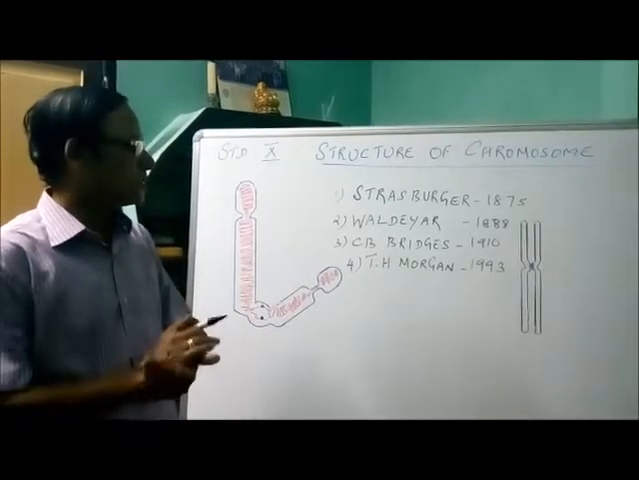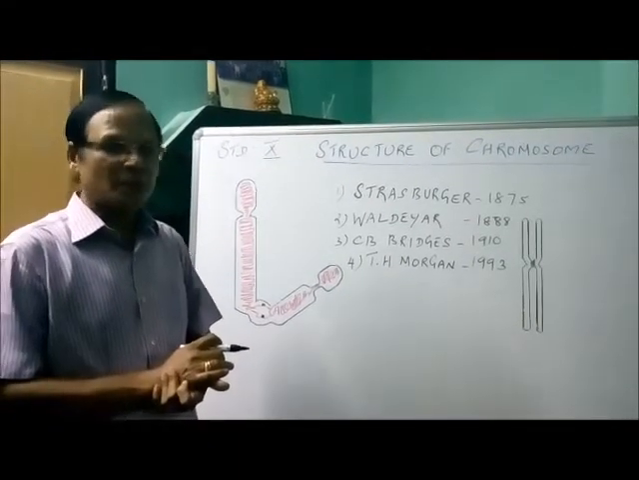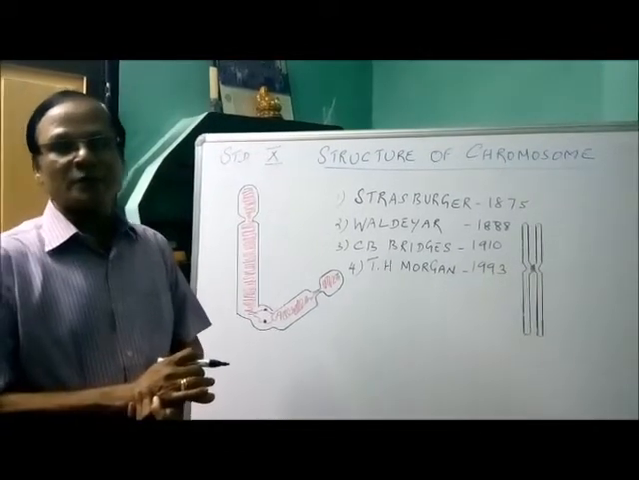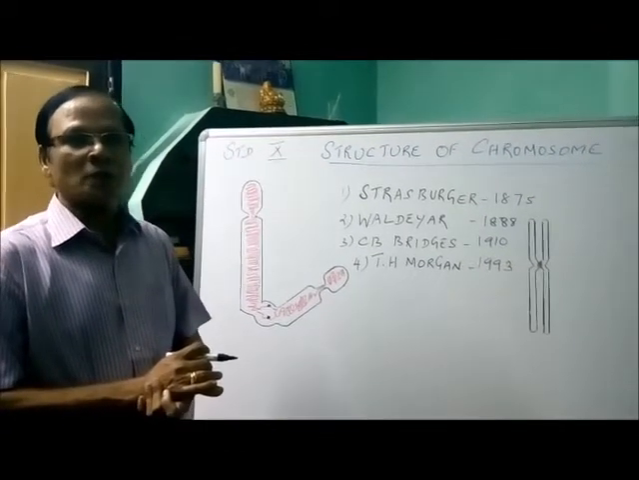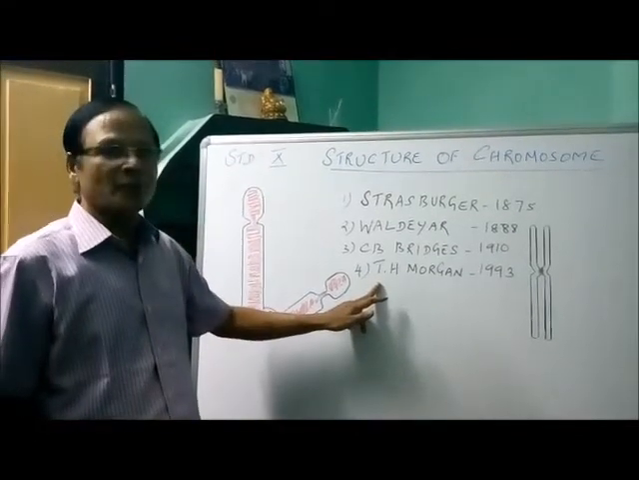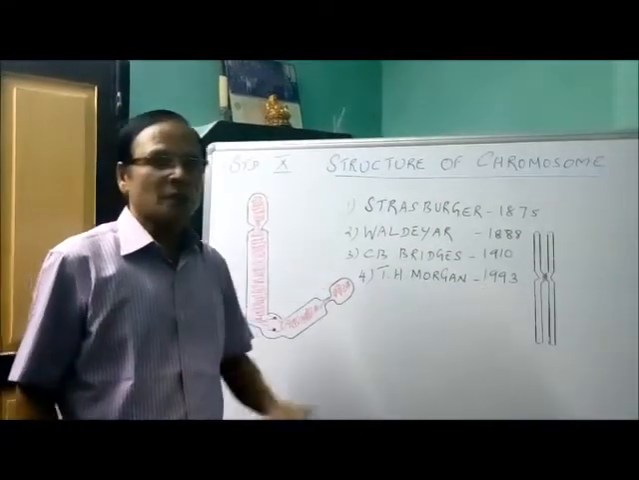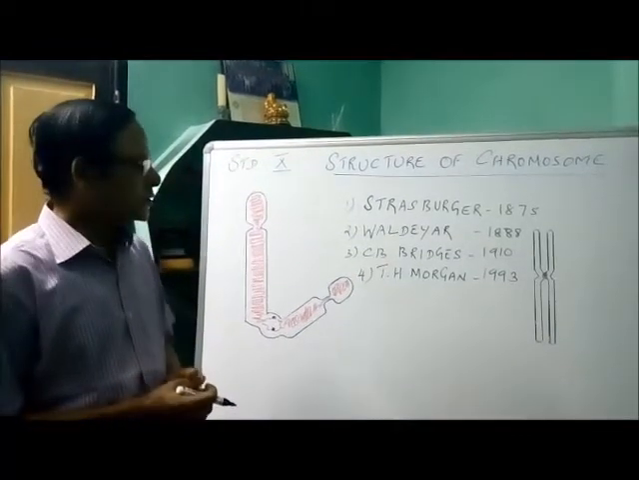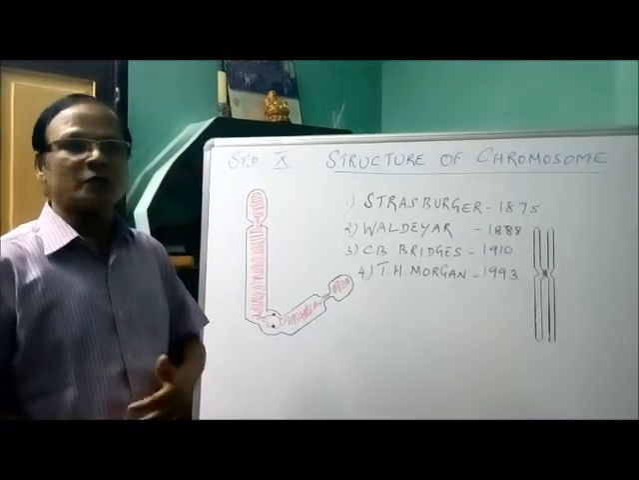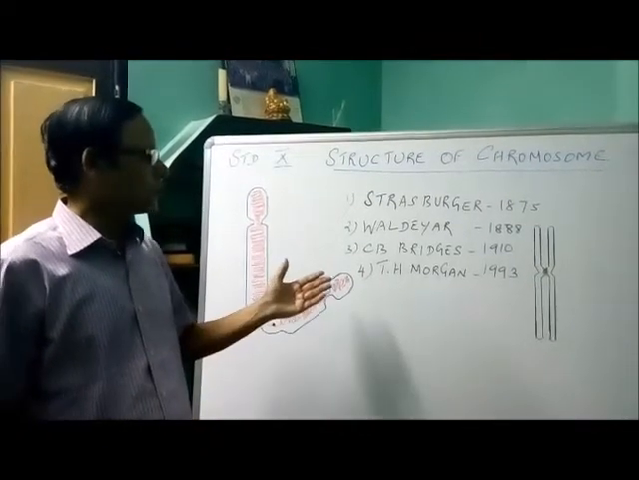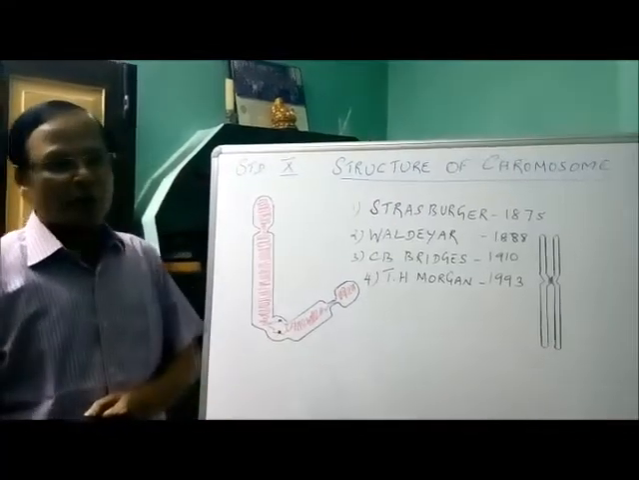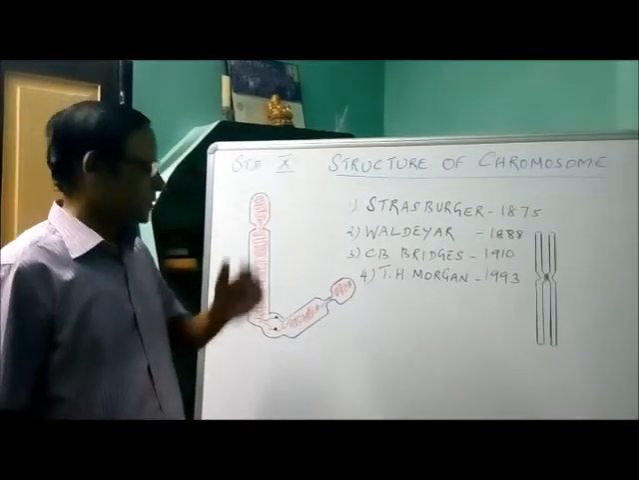C.V. Bridges in 1910 described that the chromosomes are the carriers of the physical units called the genes, and it was T.H. Morgan in 1933 who reported that the chromosomes are the carriers of hereditary information. For that he was awarded the Nobel Prize. Now, let us go into the structure.